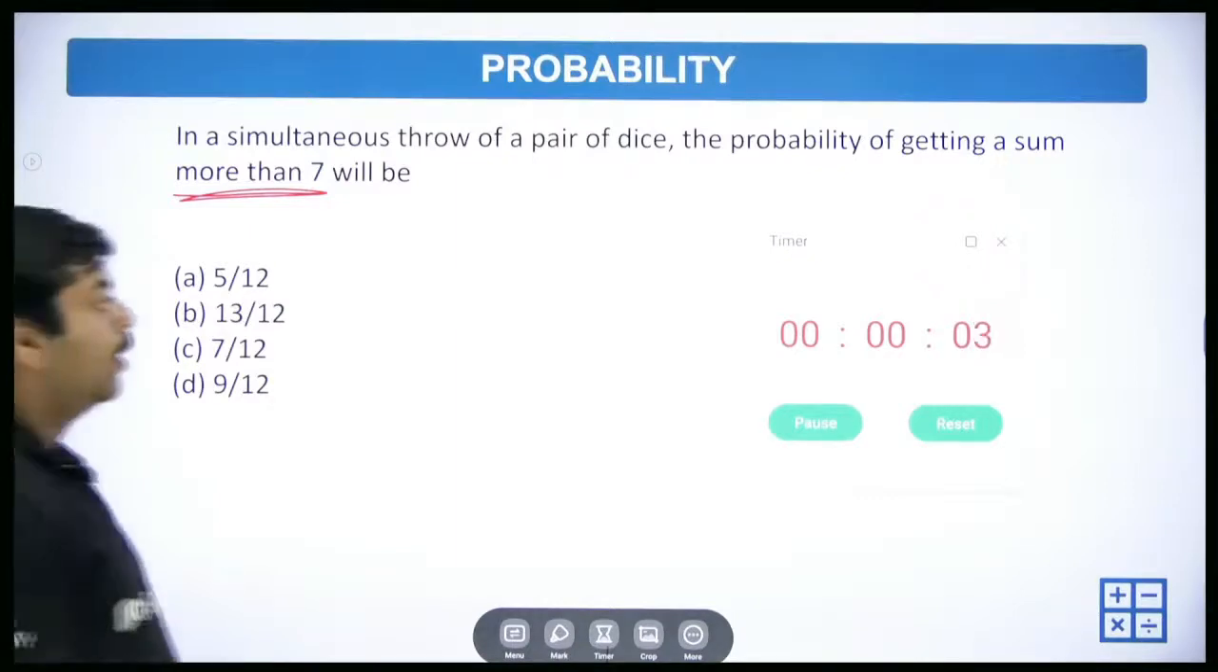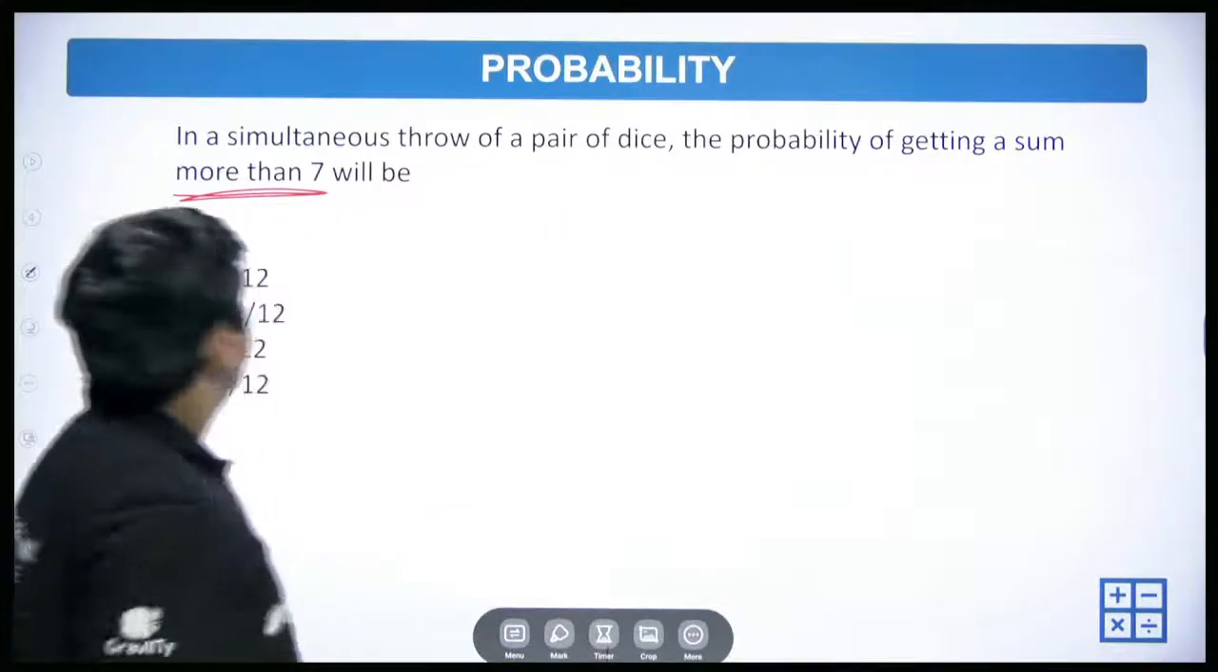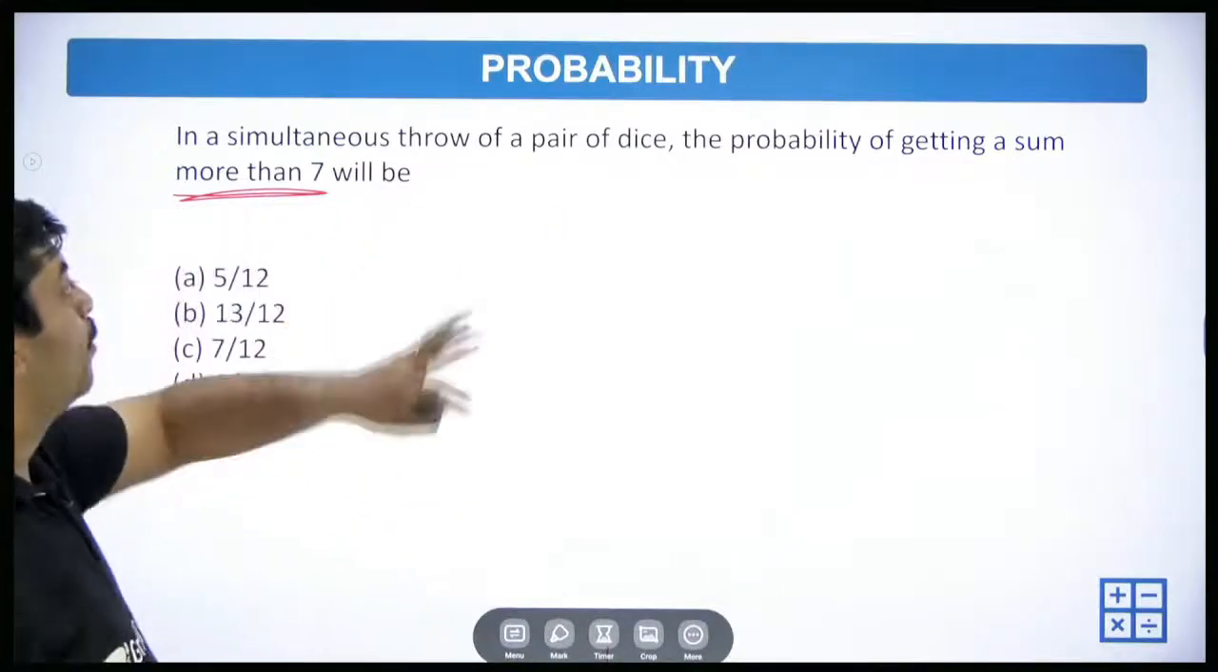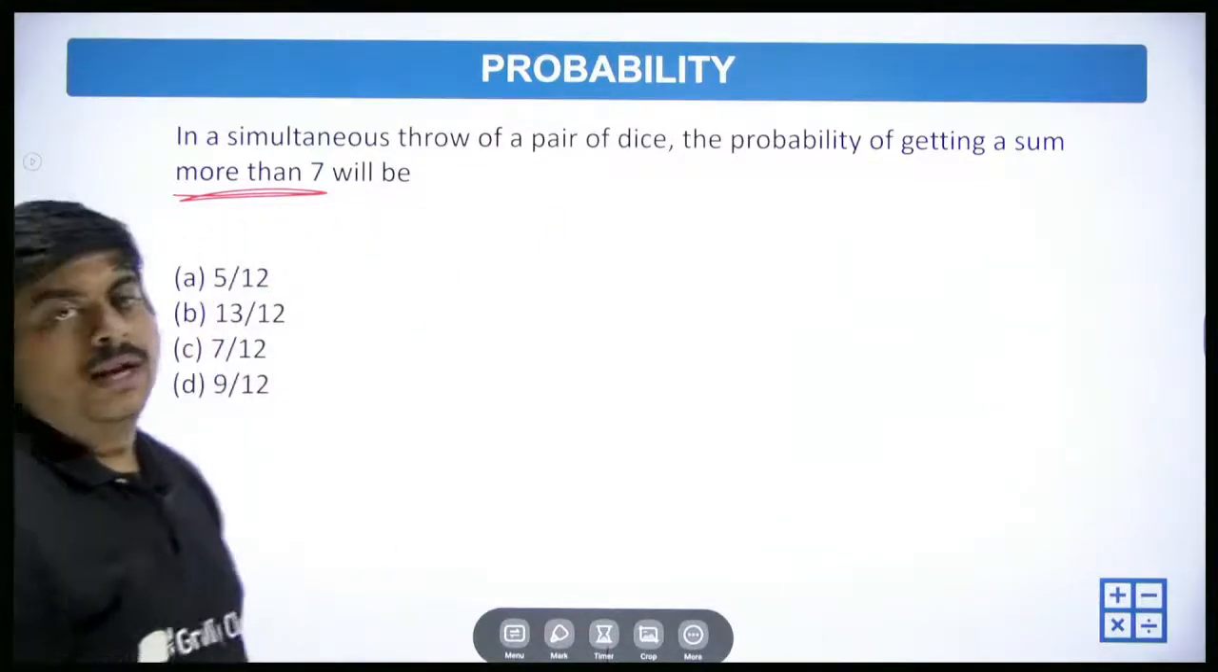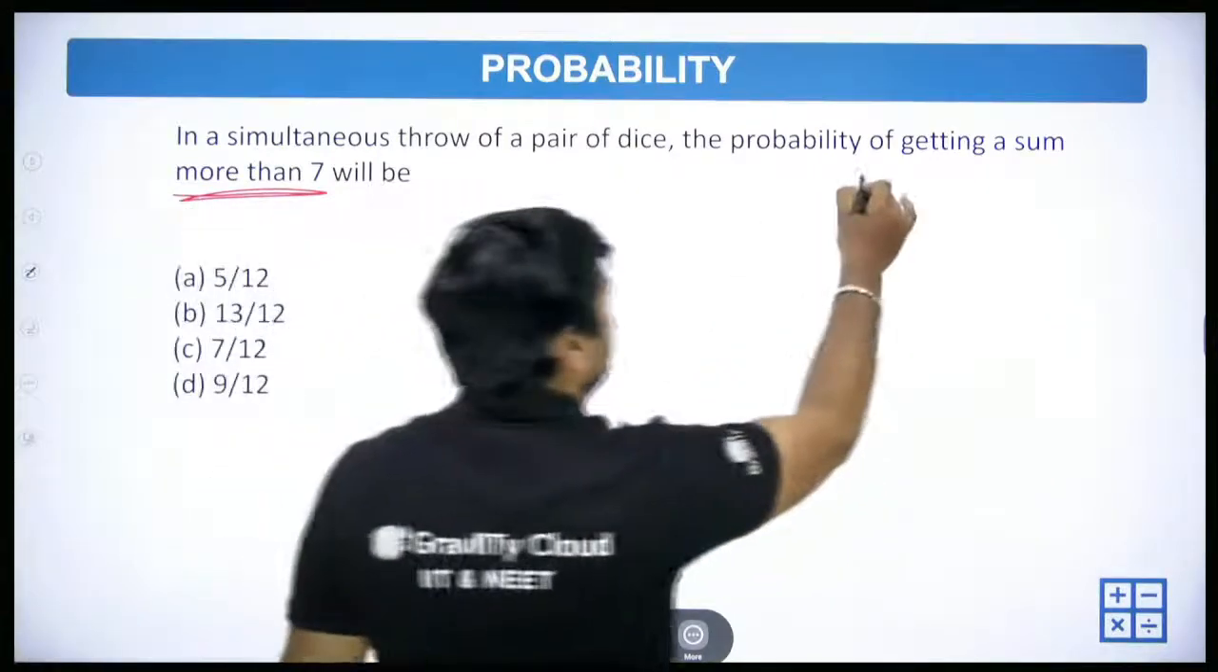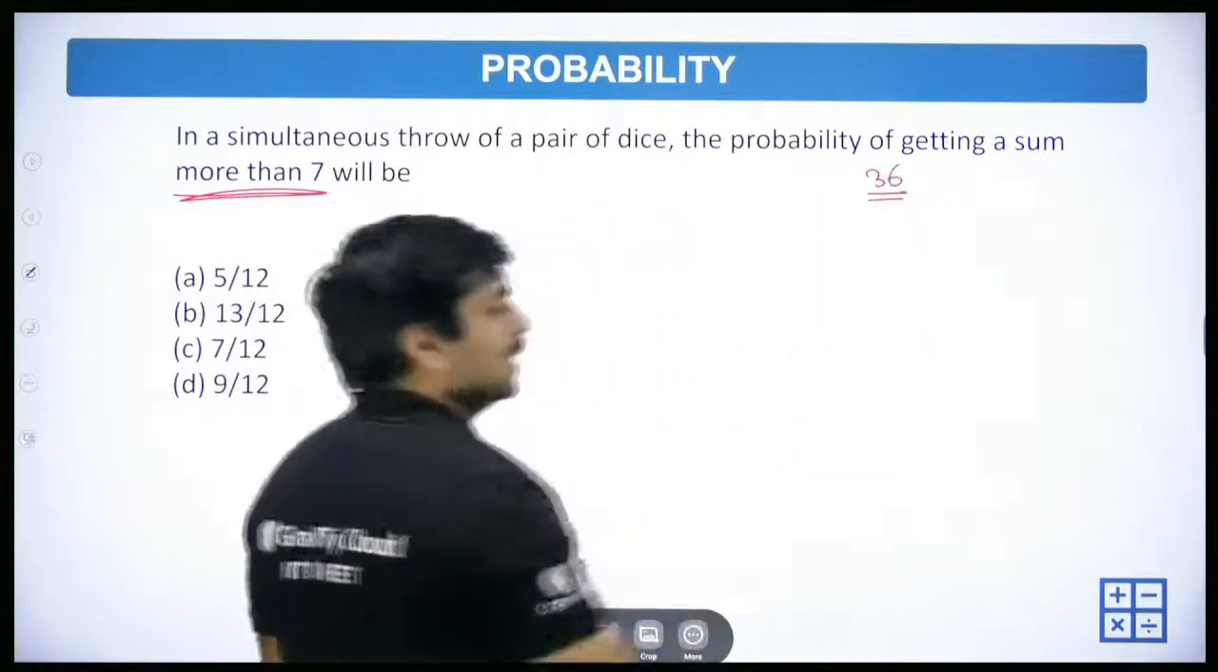Right, so that's all. We will try to solve this question. In a simultaneous throw of a pair of dice, the probability of getting a sum more than 7. We know the total is 36 cases. Once again, let's write all 36 cases.